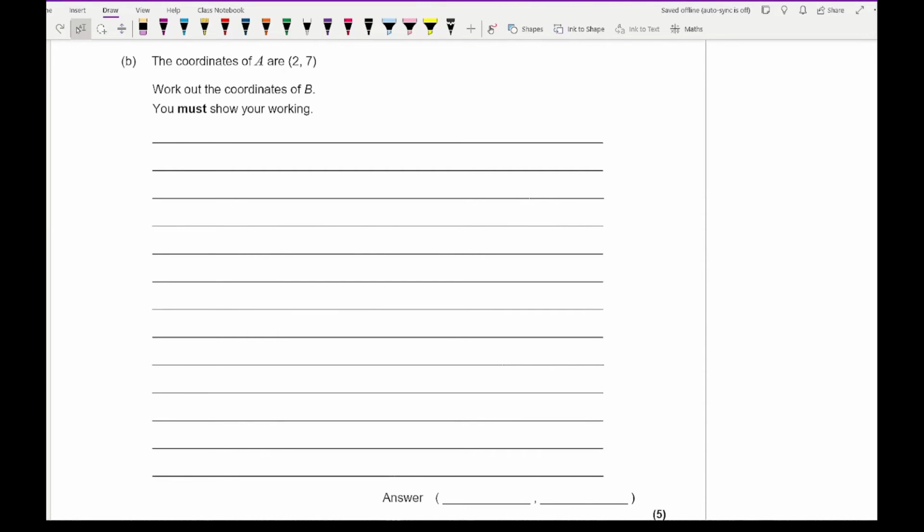Now, looking at part B, it says the coordinates of A are 2, 7. Work out the coordinates of B, and you must show your working out. And this is going to be 5 marks, so it is worth quite a lot of marks. Now, if I just write down that formula from part A, which is 10x squared plus 6xp plus p squared minus 53 equals 0.